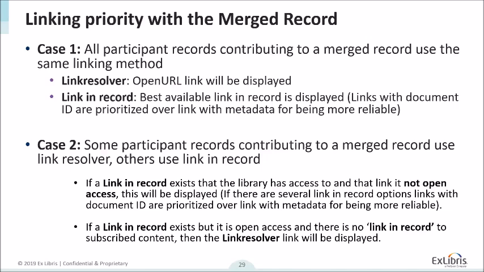Another scenario is where the two records that are participating in the merged record are both linking via the link in the record. In that case, the best available link in the record will be displayed. What we mean by this is that links are prioritized, and the best linking will be offered. For example, if it's an open access link, it will be deprioritized versus one that is for paid content. That's a change we did recently.